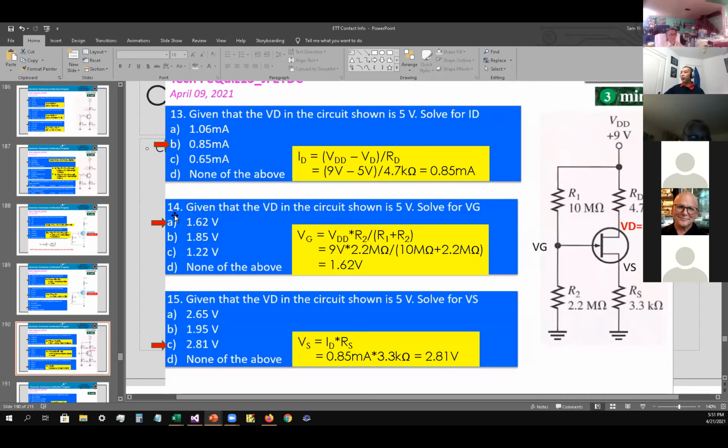Okay. And 14, given that the VD in the circuit shown is 5 volt, solve for VG. Okay. So now we solve for VG. So VG equals VDD, this is a voltage divider right here, so VDD times R2 divided by the quantity R1 plus R2. Okay, and once you solve that, the answer comes to 1.62 volt. So the answer is A for 14.